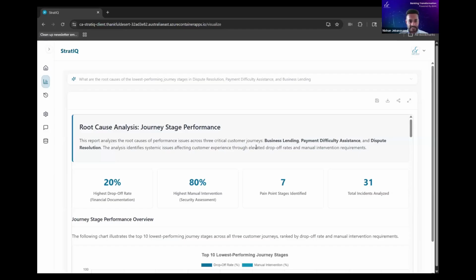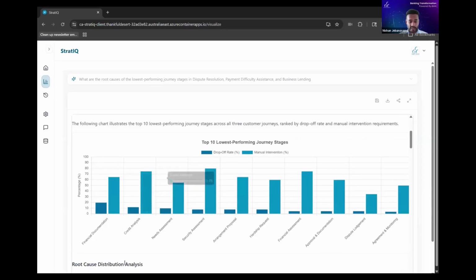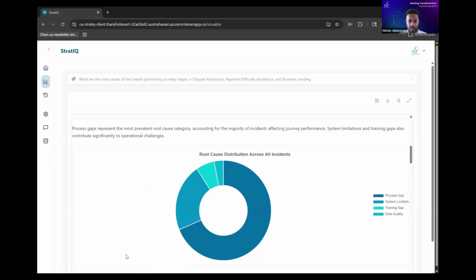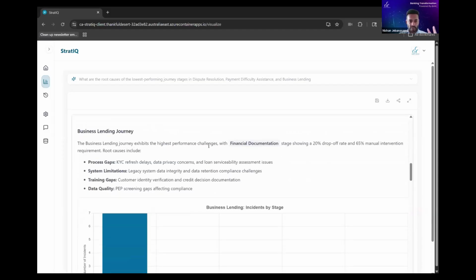So what this is telling us is we have a set of journey stages. Within those three journeys, we've got stages like a stage for financial documentation, a stage for credit analysis, a stage for needs assessment. And we can see what the drop-off rate and the manual intervention rate are, because those are two very good indicators of why people might be annoyed, right? And so we can get a more meaningful breakdown of the three journeys we just talked about.